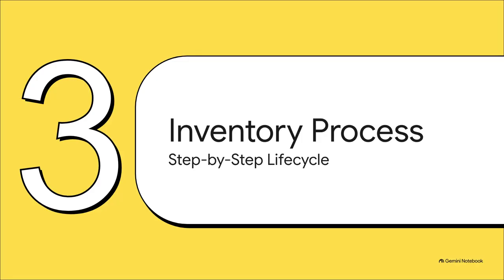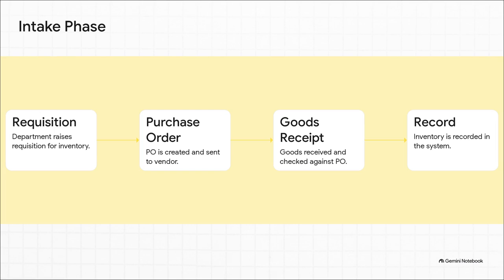Moving on to Section 3, Inventory Process Example. We are now going to walk step by step through the exact life cycle of inventory. Let's trace a practical example. Say, raw material Model A. The journey starts with the intake phase. Step 1, purchase requisition. The production department realizes they're running low and raises a request.